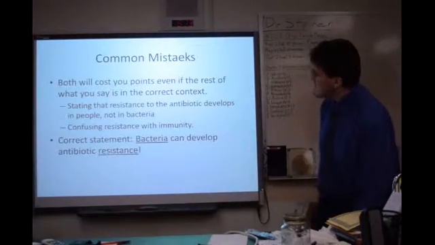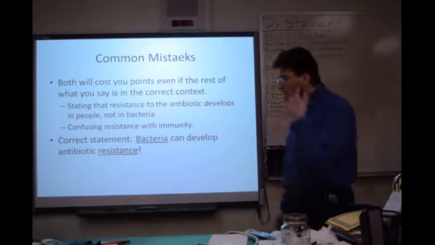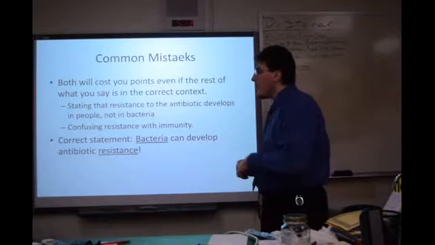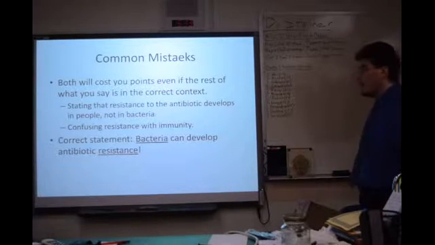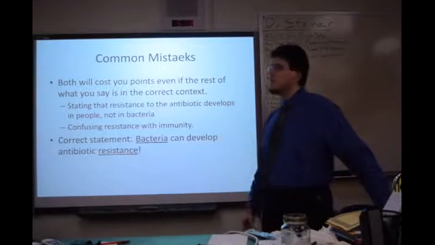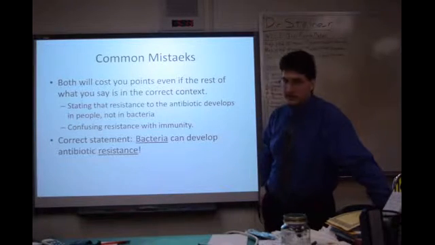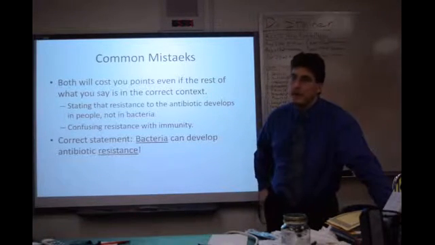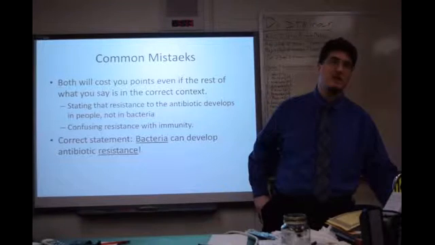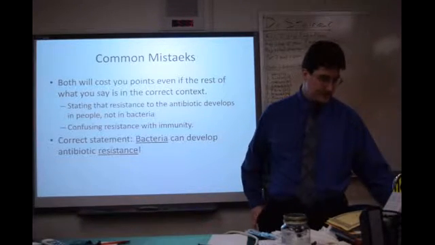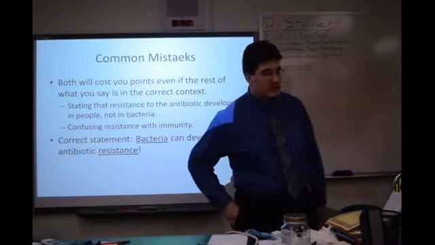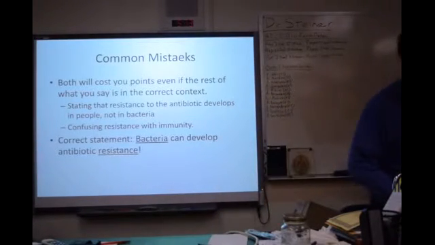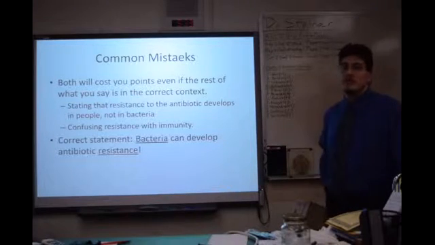So some common mistakes. Both of these mistakes are going to cost you points, even if the context of what you say is correct in every other fashion. Stating that resistance to antibiotics develops in people is incorrect. It develops in bacteria. People are not resistant to antibiotics. That is incorrect. Bacteria are resistant. Do not confuse resistance with immunity. Bacteria are not immune. It just takes more work.